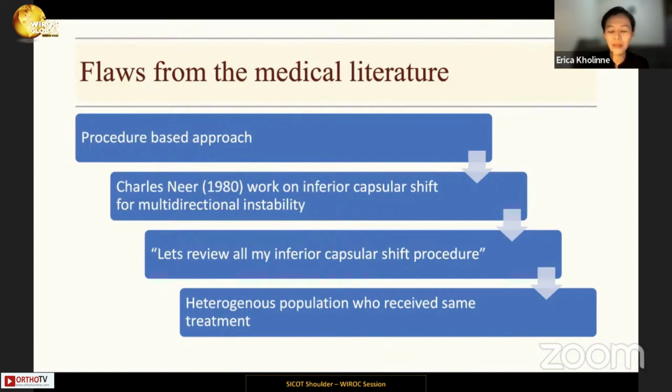A very popular example is the landmark study in 1980 by Dr. Neer on MDI. In that study, Dr. Neer included patients with different features of instability. Yet, the patients had one common procedure, the inferior capsular shift. When a paper is procedure-based, it may include so many different populations who receive the same treatment.